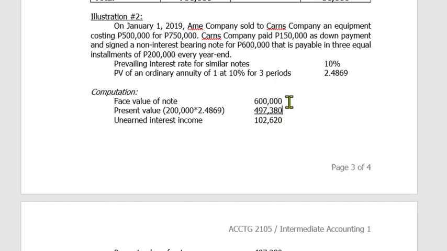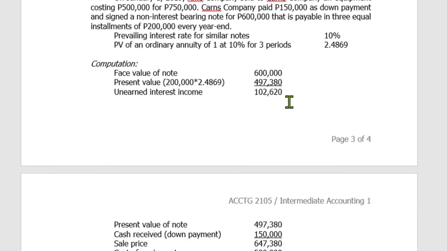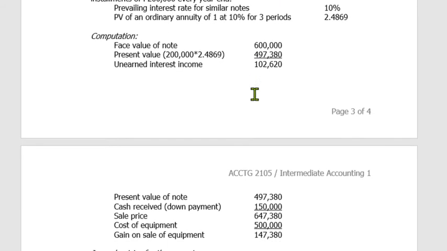497,380. So effectively, compare mo dito the face value, your unearned interest income is 102,620. 600,000 minus 497,380 is 102,620. So ito yung kita mo diyan sa pag-extend ng pautang, pagpapautang by receiving a promissory note. Okay, let us analyze more.